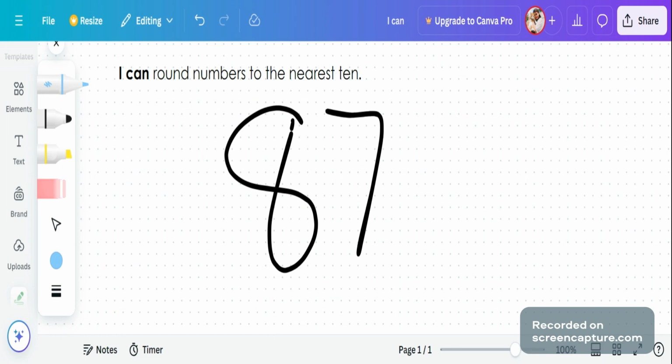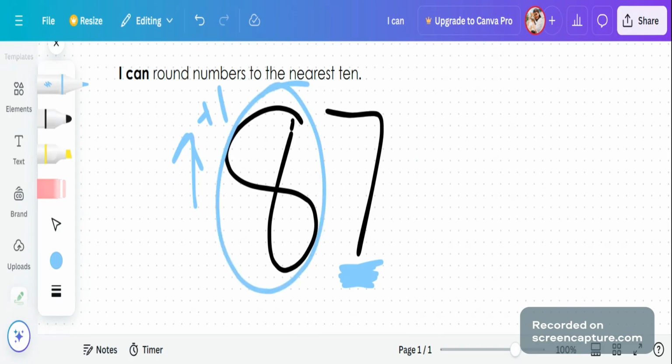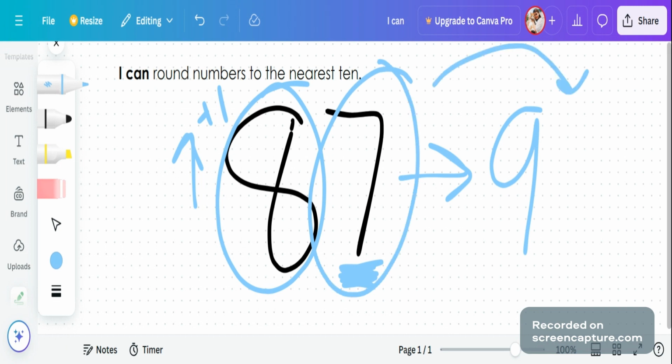What is my number in the ones place? 7. Is 7 equal to 5 or more? Yes. Remember, 5 or more, raise the score. So we add 1 to the number in the tens place. So that 8, when you add 1, becomes 9. And then the number in the ones place will always turn to 0 when you're rounding to 10.